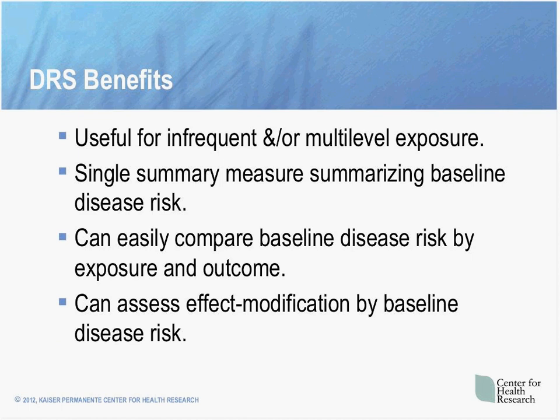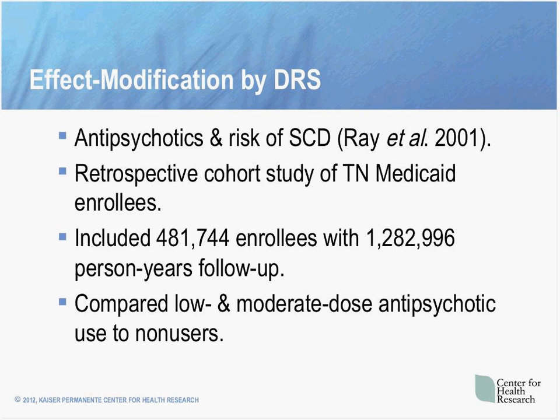The benefit of this setting is that we found it to be particularly useful when you have a very infrequent or multi-level exposure. And I'll give an example of that shortly. Also, like the propensity score, it is a single summary measure. In this case, it summarizes baseline disease risk. And one thing that we found particularly useful is that you can look for effect modification by baseline disease risk. Let me give an example of that here.